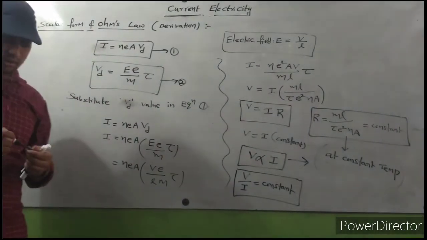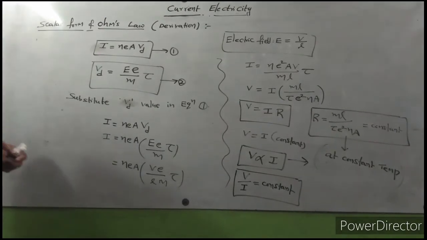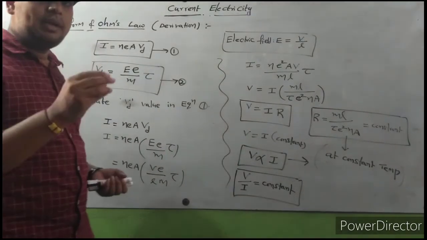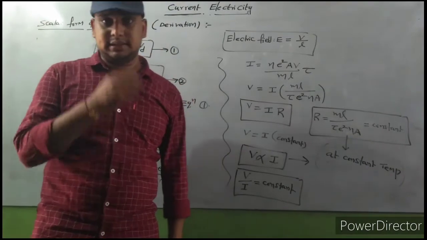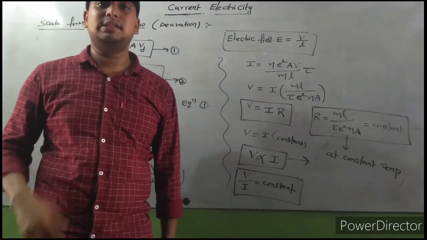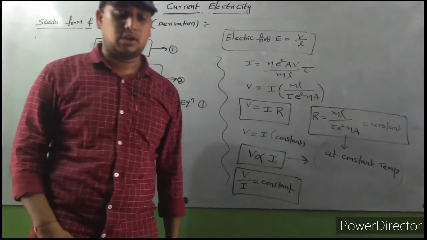Next we are going to discuss two types of conductors: ohmic conductors and non-ohmic conductors. What is meant by an ohmic conductor and what is meant by a non-ohmic conductor, we will discuss now.